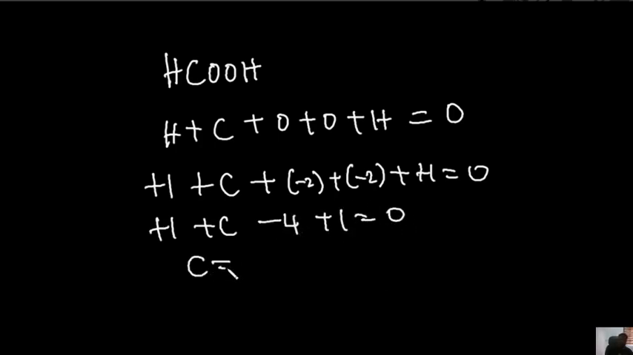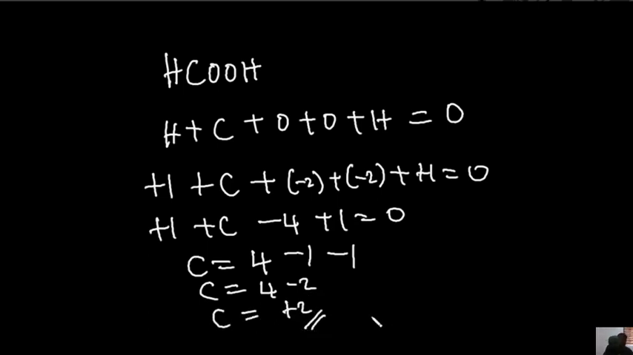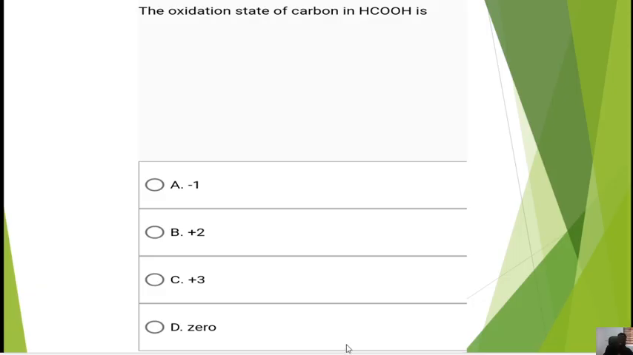If we resolve that, C is going to be equals 4 minus 1 minus 1, and C is going to be equals 4 minus 2. Therefore, the oxidation number of carbon is going to be equals +2. Quite simple. So once you're able to understand the basic rules, once you're able to understand the basic principles, you will notice that solving for oxidation number will not be an issue for you.